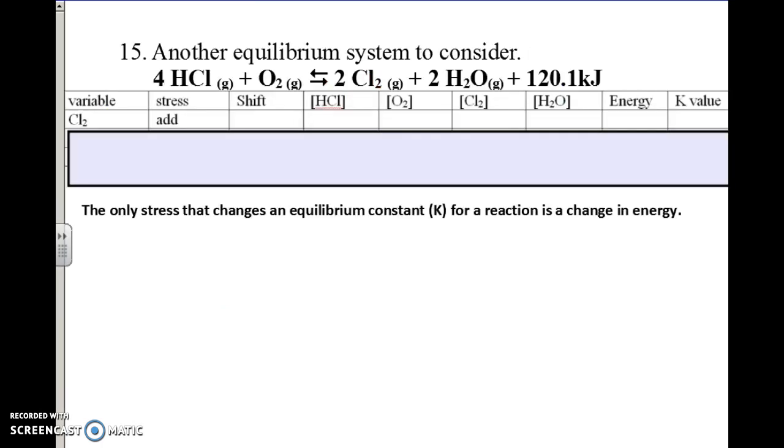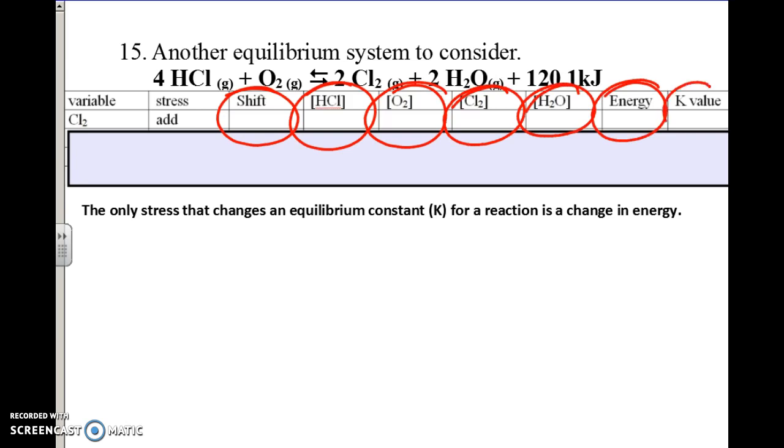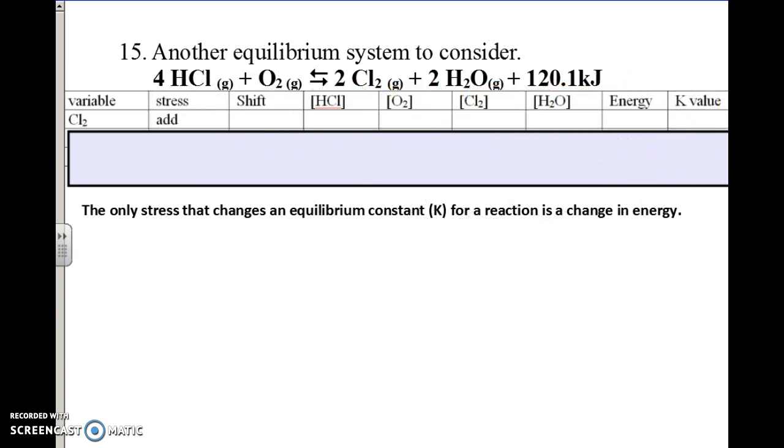All right, so here we go. This is the main work. What we have here in our data table is going to be a shift, so we're going to put arrows right here in this spot. This is the molarity of the hydrochloric acid, molarity of the oxygen, molarity of the chlorine gas, molarity of the water. We're going to say how energy is affected and our K value overall. So we're going to fill in all this information. This will be a good chunk of your test. So in this problem, our stress is adding chlorine gas.